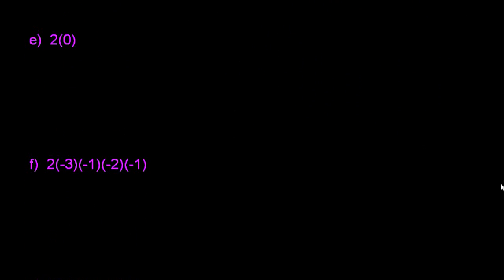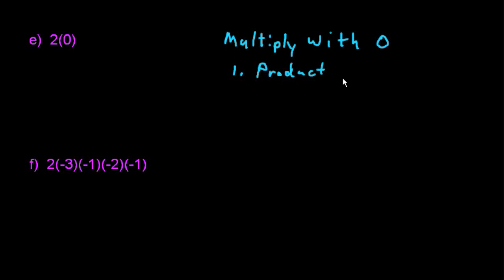Okay, let's look at the next problem. We notice that we have a positive sign with 2, but 0 is neither positive nor negative. So what do you do when you multiply with 0? If 0 is one of our factors, then the product is 0. So the product is 0 if any of our factors are 0. In this case, one factor was 0, which means that the product is 0.